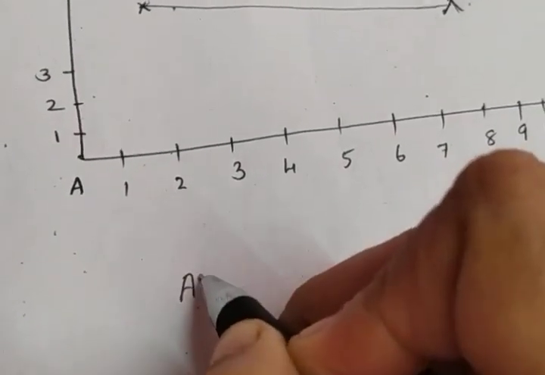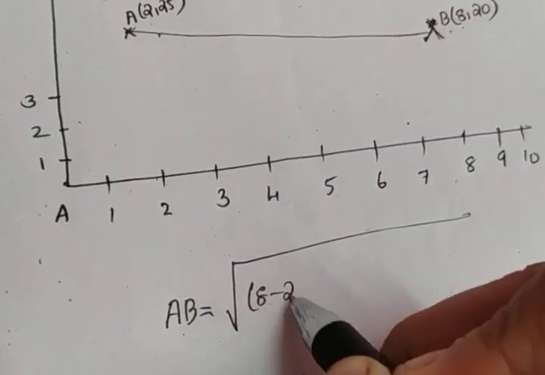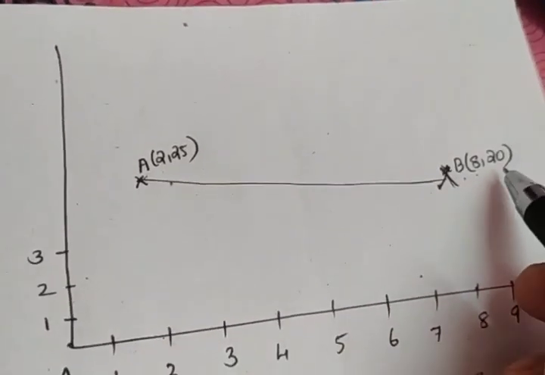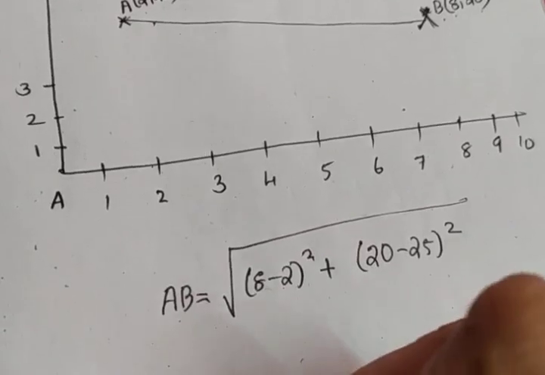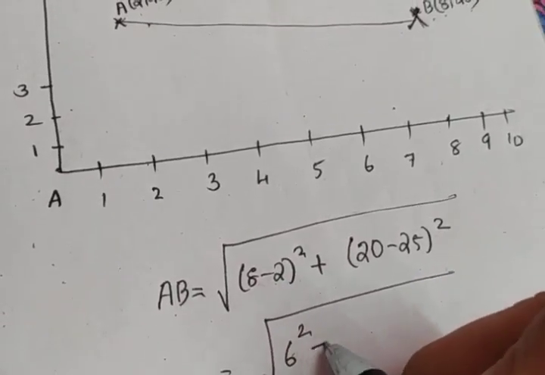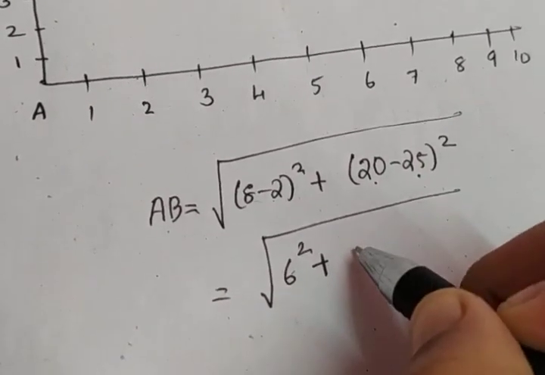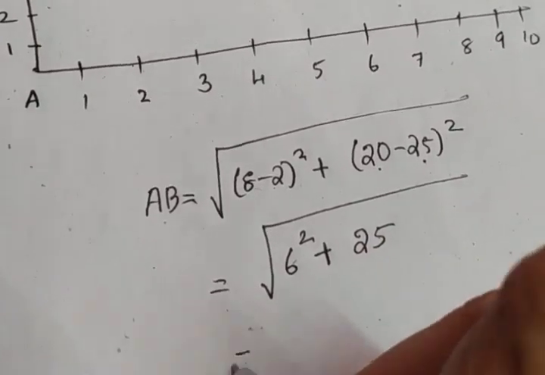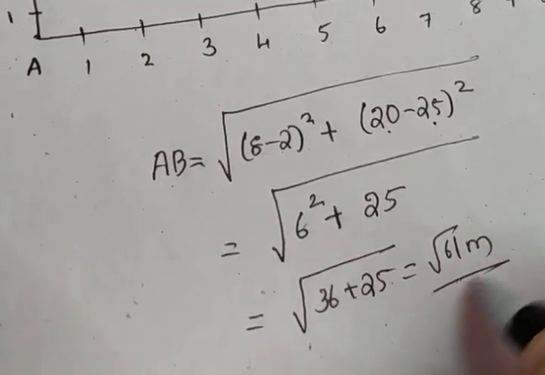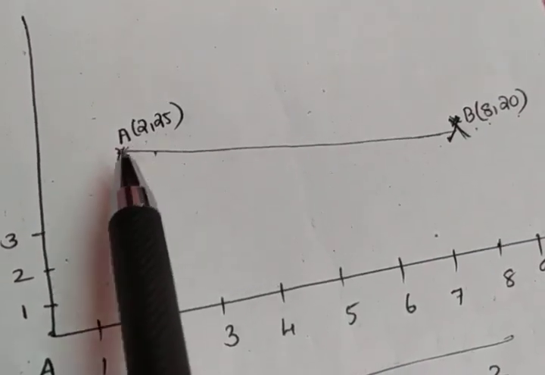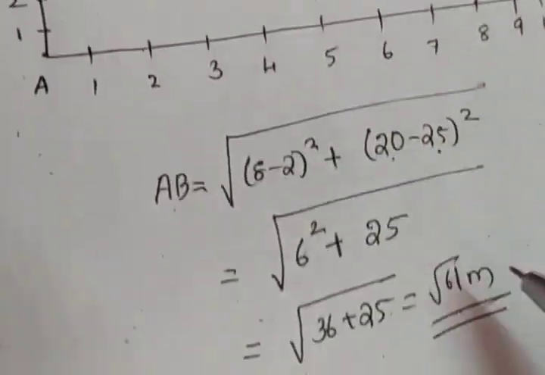So AB is equal to the square root of (8 minus 2) the whole square plus (20 minus 25) the whole square, which is the square root of 6 squared plus minus 5 squared, and minus 5 squared will again be 25. So that is 36 plus 25, which gives you root of 61 meters. So the distance between the flags posted by Niharika and Preet is root of 61 meters.